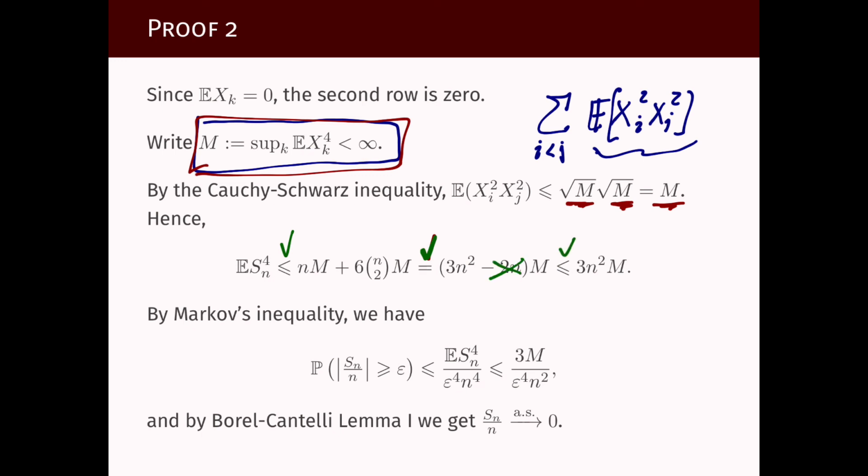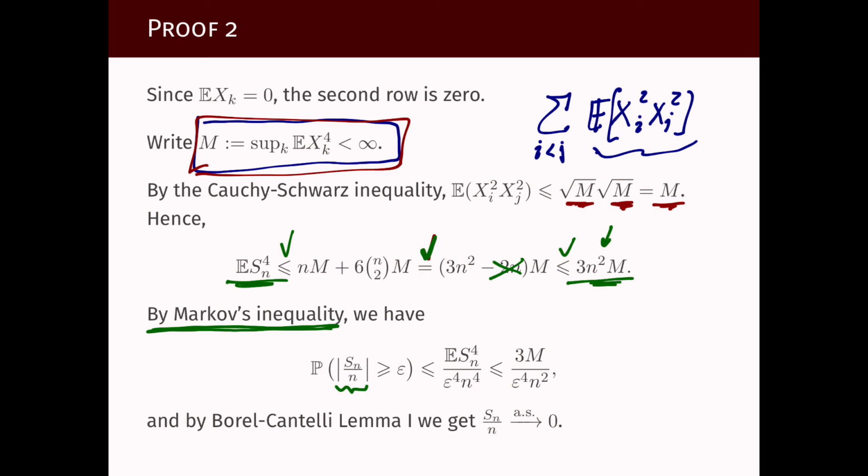So the fourth moment of Sn, we managed to bound it by some term which has n squared in it. And this is the whole trick, this is the whole beauty that makes the proof of Cantelli's law of large numbers work. Because now we're going to use Markov's inequality for the fourth moment. So this is a random variable, non-negative.